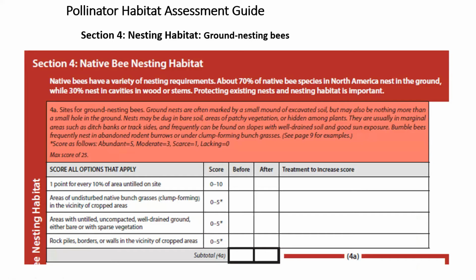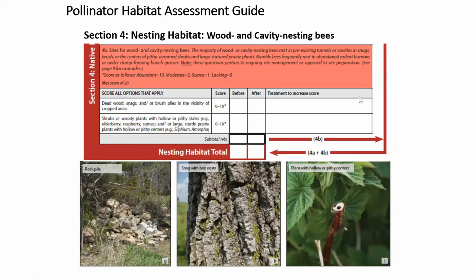Next, you would focus on nesting habitat, including habitat for ground nesting bees. Ground nesting bees like untilled ground, they like bare ground. So your farm would get 1 point for every 10% of the farm that is untilled. And of course, numerous other characteristics that you could look for. A whole bunch of our bee species, about 30% of them, nest in wood or cavities. So your property would get a higher score if it has rock piles or snags or plants with hollow or pithy centers to hide in.